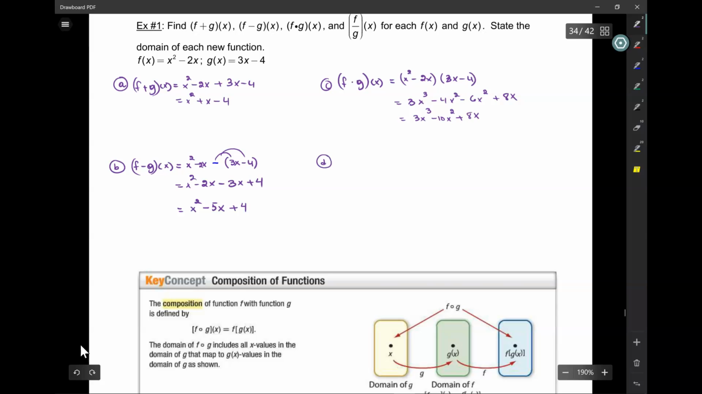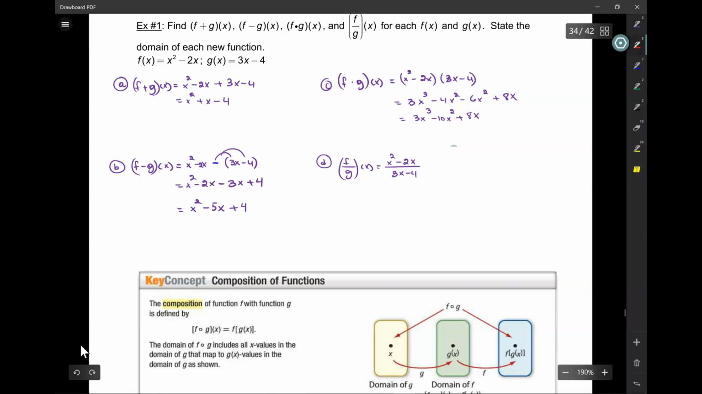Now for part D, we are dividing the two functions. F over g of x. It's going to be x squared minus 2x over 3x minus 4. Now, here's the issue. Do you factor anything out? Like, do you factor the x out on top? If you were to factor the x out on top, you would get x times x minus 2. Does that take you any further in terms of canceling anything out? If it doesn't, then you can just leave it the way it is. But if you are able to cancel, then you have to go and do that.